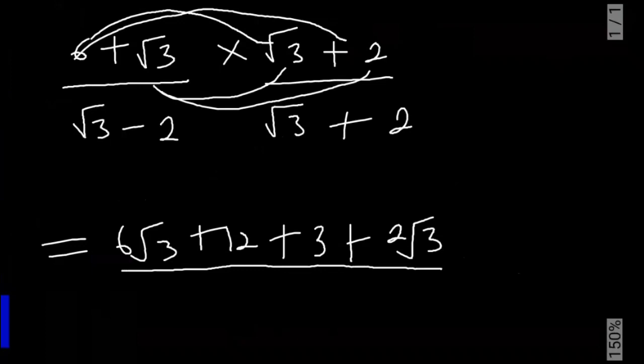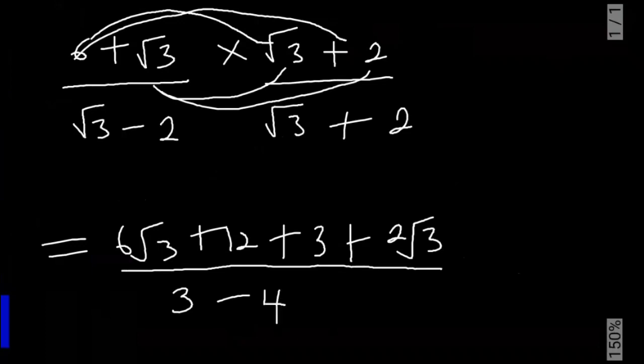root 3 minus 2 multiplied by root 3 plus 2. Here we have the same terms, just different signs. So our solution will be a squared minus b squared. So a squared, root 3 squared, is 3, minus b squared, 2 squared, that is 4.